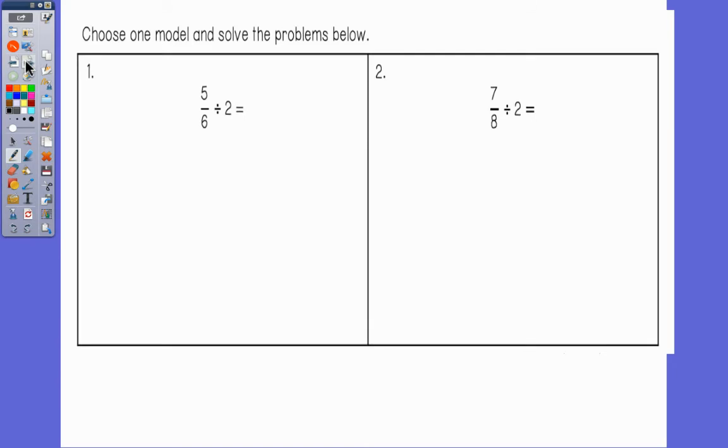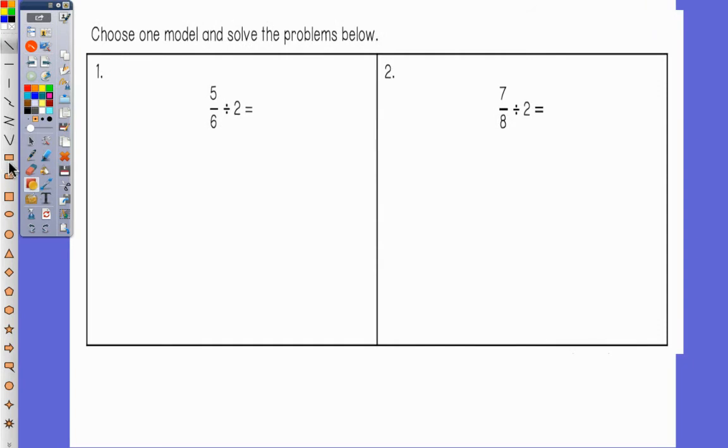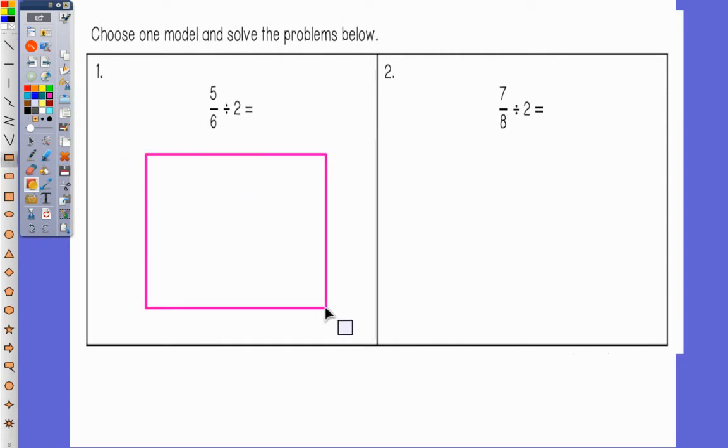Okay, so we're going to solve one of these by either method. It is your choice. If I'm going to use one of these, I kind of like the area model a little bit better, but your choice. I'm okay with either. So we're going to draw our sixths first.